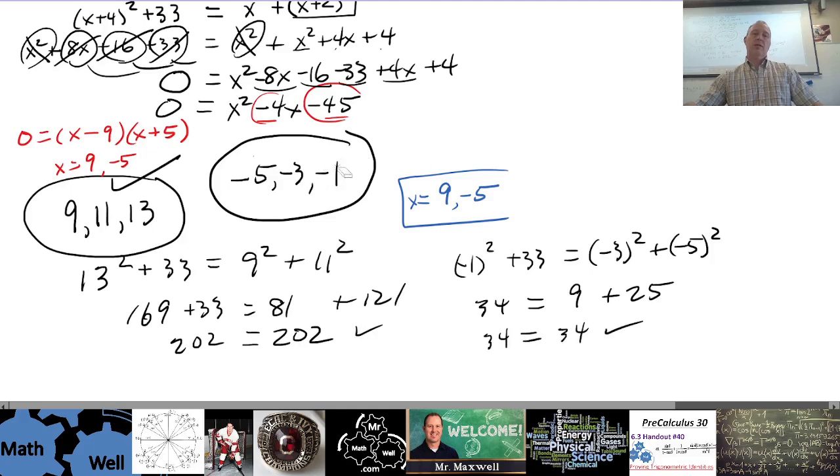So in this case, both of these x values are good for our starting number. And then the 3 sets. So there's actually two different answers here. And they are the numbers 9, 11, and 13. And the numbers -5, -3, and -1.